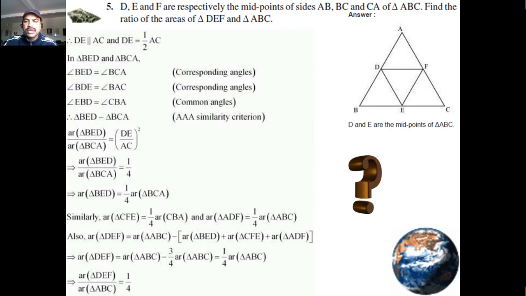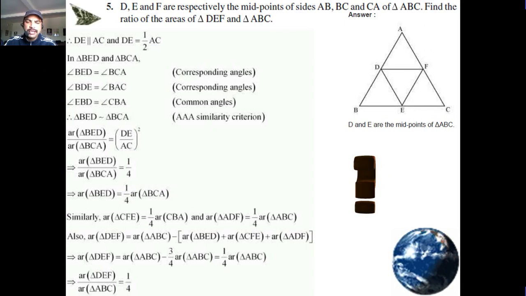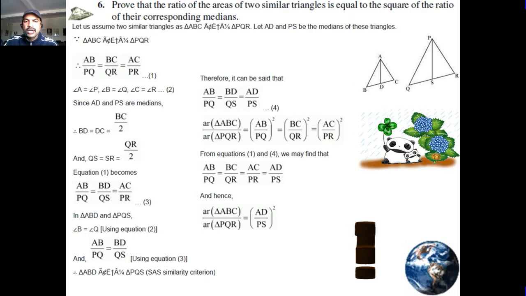Similarly, area of CFE is equal to 1 by 4 area CBA, and area ADF is 1 upon 4 area ABC. Area DEF is equal to area ABC minus (area BED plus area CFE plus area ADF). Area DEF is equal to area ABC minus 3 upon 4 area ABC, that is 1 upon 4 area ABC. So area DEF upon area ABC is equal to 1 upon 4.